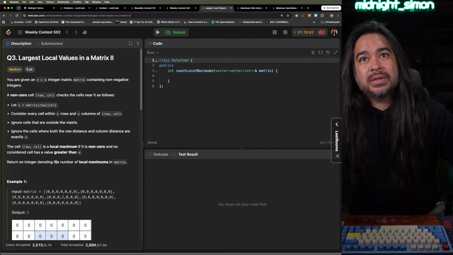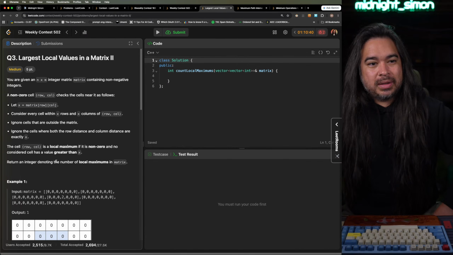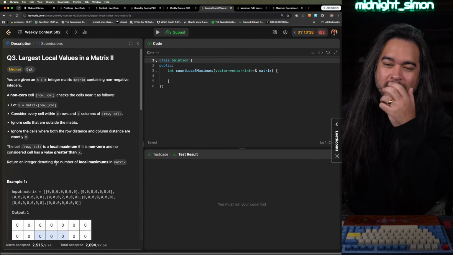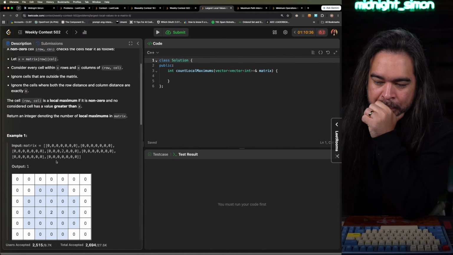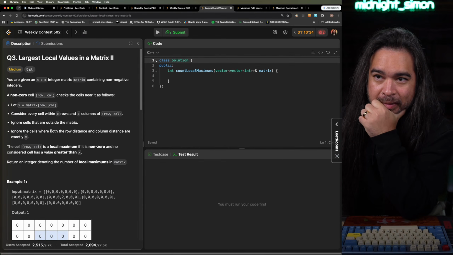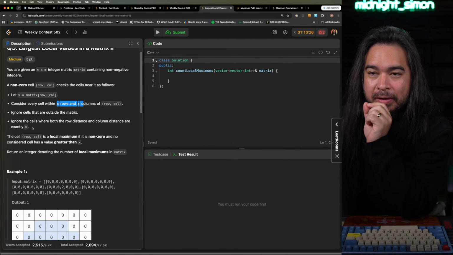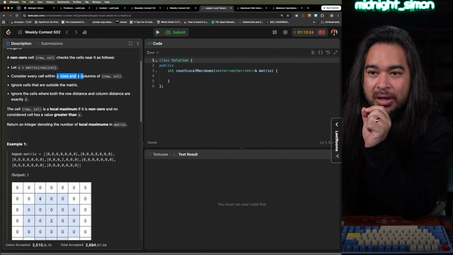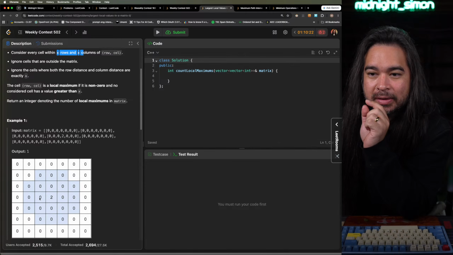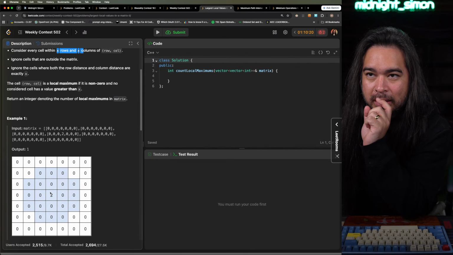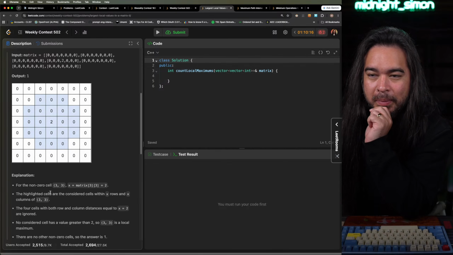Do I have to... every cell within that many. So first, maybe I check every non-zero cell to see if there's something bigger than it out there. But I don't know if it's gonna be fast enough, man.